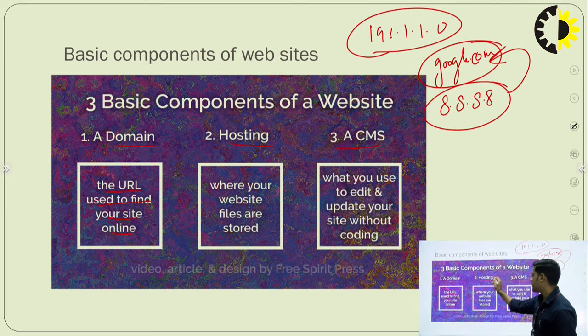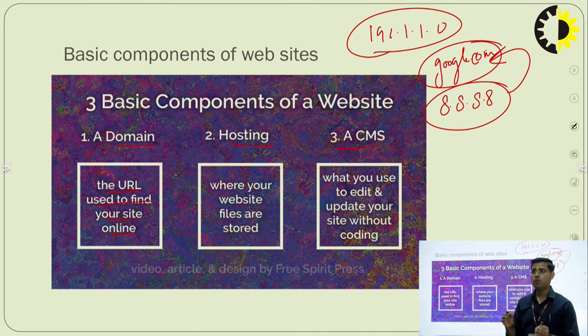Then the second one is hosting. When you develop your website and provide the domain name, the last stage is to publish your website onto the internet. There are different types of hosting providers available in the market, for example GoDaddy, Hostinger, Bluehost. These providers offer online services for your website, and they also provide physical space, right?